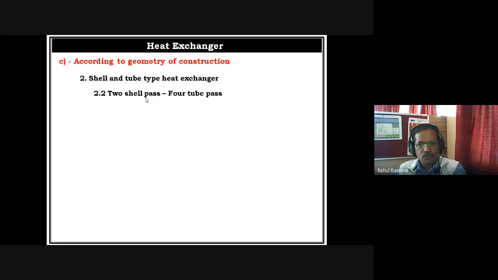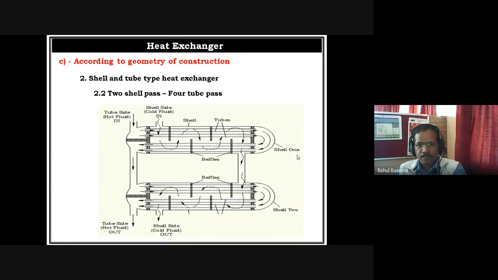Another category, two shell pass and four tube pass. So there are two shells. So hot fluid enters, then from the tube it will first move to right. In the same shell again it moves to left. That means there are two passes. Whatever be the outlet of this first shell will enter the second shell, again move to right, third pass, and come back to left, fourth pass. So two shells are there and four tube passes are there.